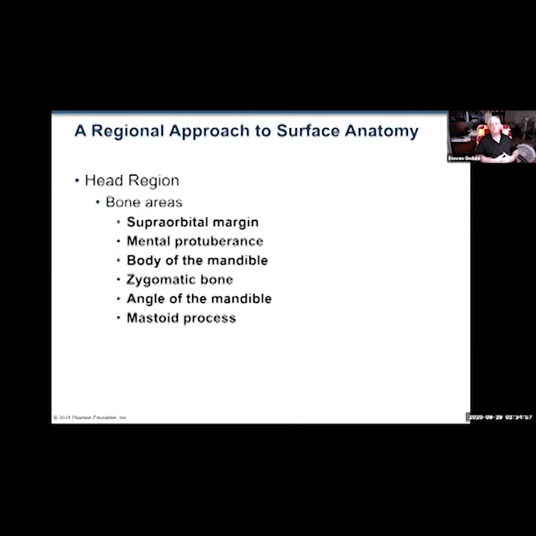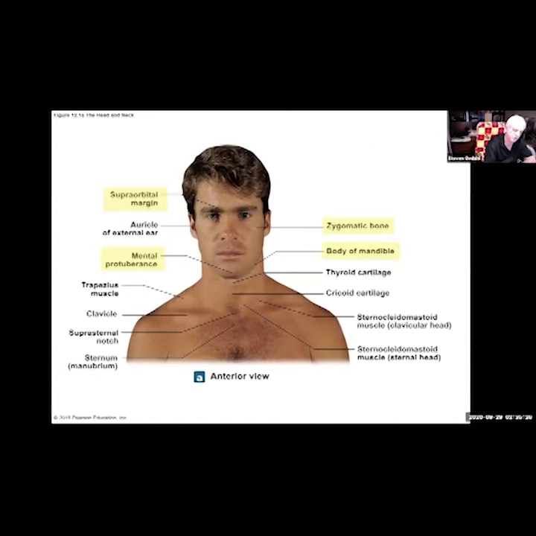The head region, the bony areas of the head region: the supraorbital margin, the mental protuberance, the body of the mandible, zygomatic bone, angle of the mandible, and the mastoid process. We've covered all those. So now you just got to think and picture the skull and then picture the outside, and be able to identify where those landmarks are by assigning them to the positions that you know are on the skull. You look at the surface, and here's your supraorbital margin. Okay, you can see where it comes up, and it's just above the eye socket. That's your supraorbital margin.